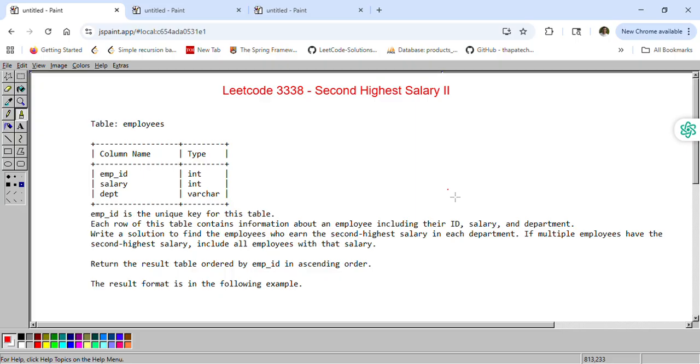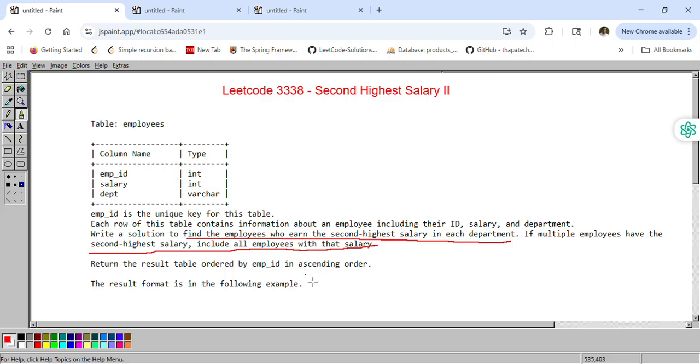Employee ID is a unique key for this table. Each row of this table contains information about an employee, including their ID, salary, and department. Write a solution to find employees who earn the second highest salary in each department. If multiple employees have the second highest salary, then include all employees with that salary. Return the result table ordered by employee ID in ascending order. The result format is in the following example.